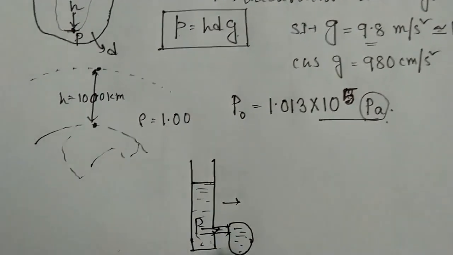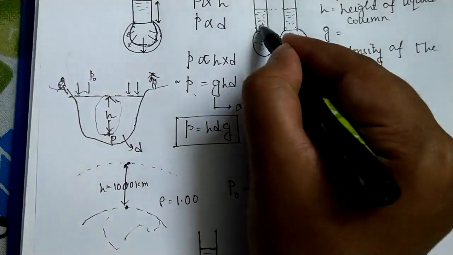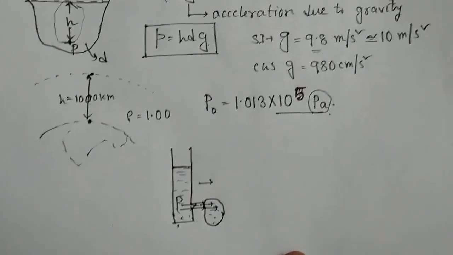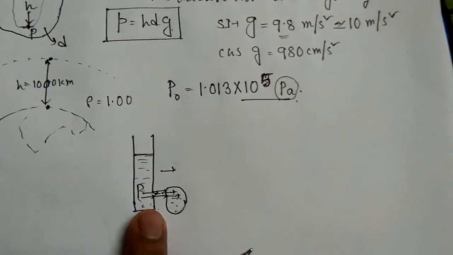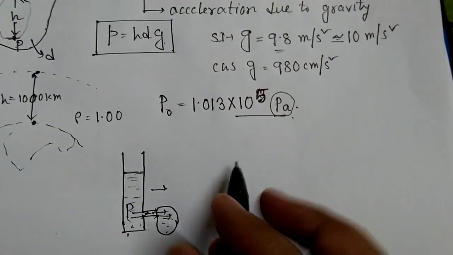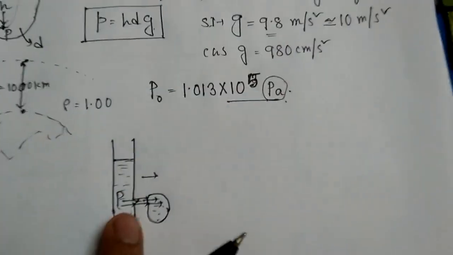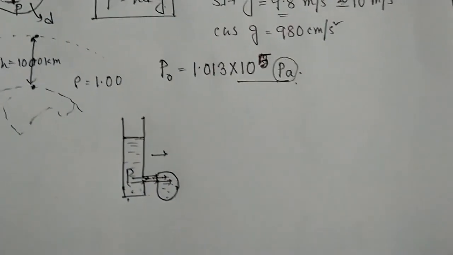We know the liquid was giving pressure downwards, but here the liquid is giving pressure along this direction. This type of pressure is known as the lateral pressure. And you will find if you increase the depth, the pressure will be more. If you increase the depth, the pressure will be more.